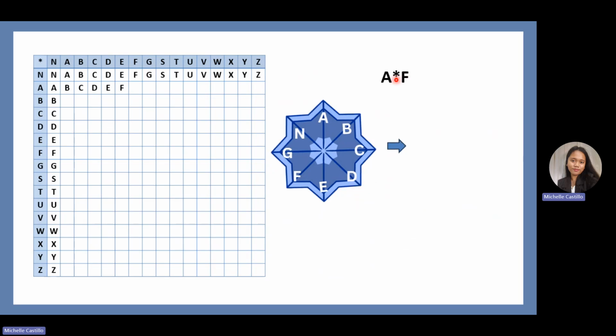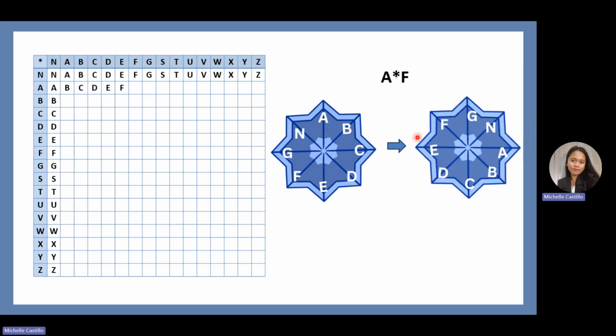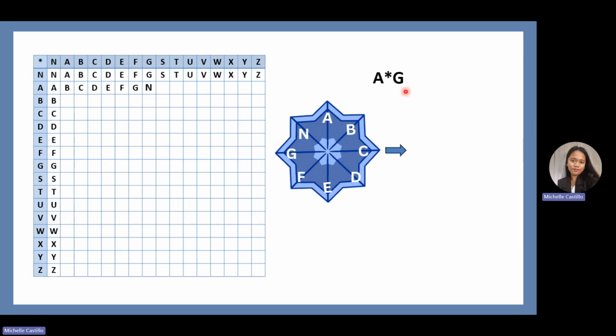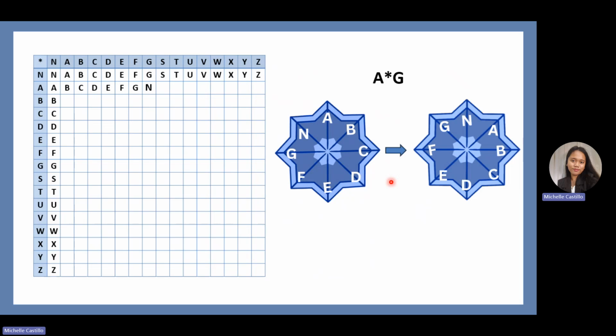Then next we have A star F. So when we rotate this model 270 degrees counterclockwise, the answer will be G. So A star F is G. Then next we have A star G. So when we rotate this model 315 degrees counterclockwise, we will have an answer of N, or do nothing.